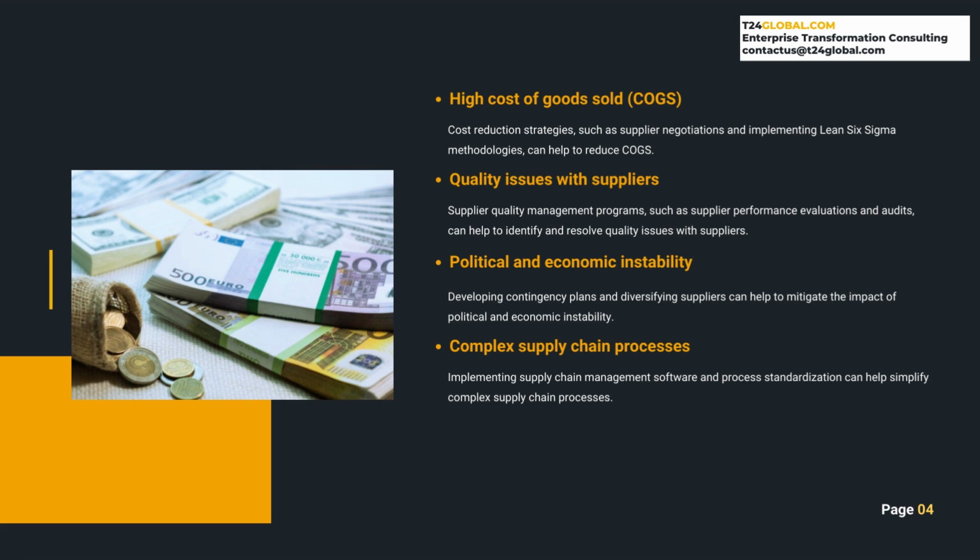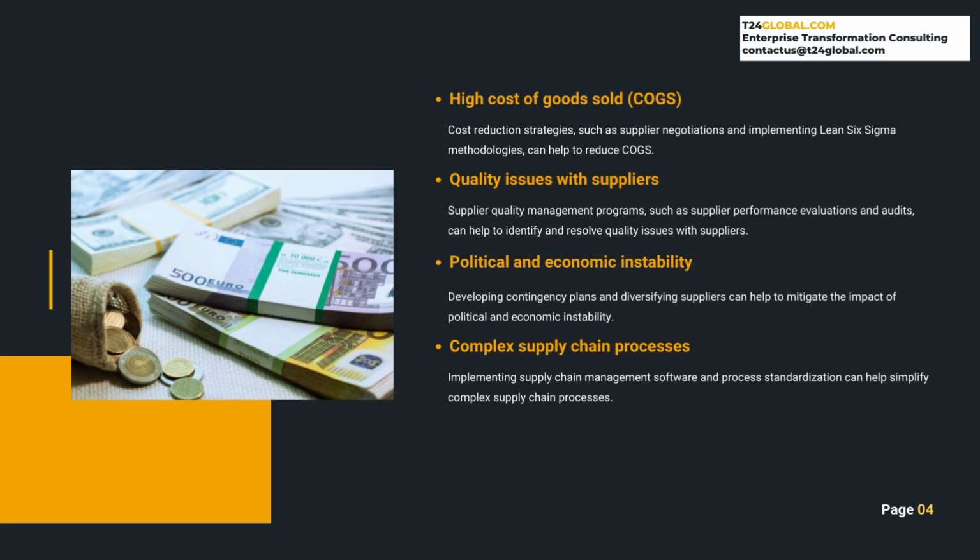Political and economic instability. Developing contingency plans and diversifying suppliers can help to mitigate the impact of political and economic instability. Business operations activities involved in developing contingency plans include risk assessment, scenario planning, and crisis management. The key persona involved is the risk management manager. The related IT software customizations details include implementing risk management software and integrating it with the ERP system.